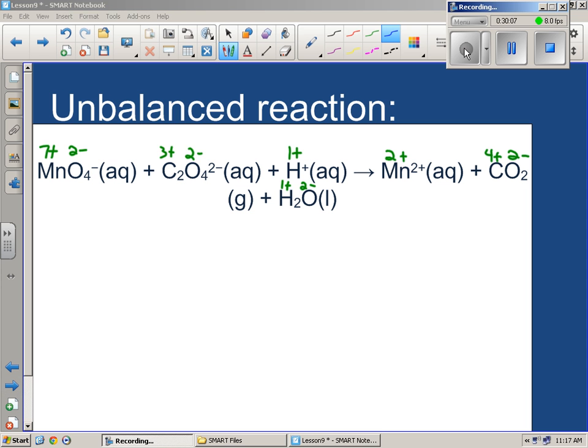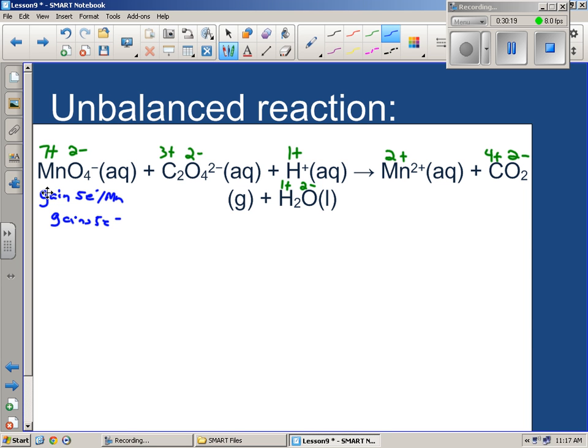All right, so there are the oxidation numbers. Here, Mn 7 plus to 2 plus gains 5 electrons per manganese. So in total it gains 5 electrons, being reduced, so it's your oxidizing agent in this case. The reducing agent, this one right here, is going from 3 plus to 4 plus. It's losing 1 electron per carbon.